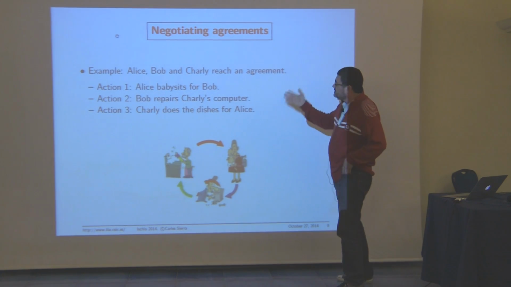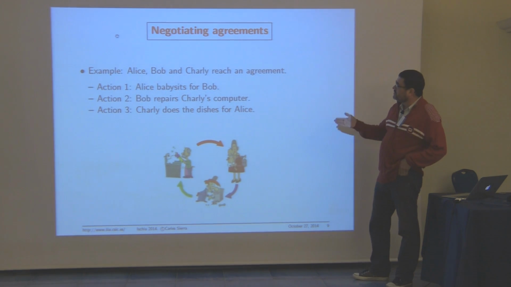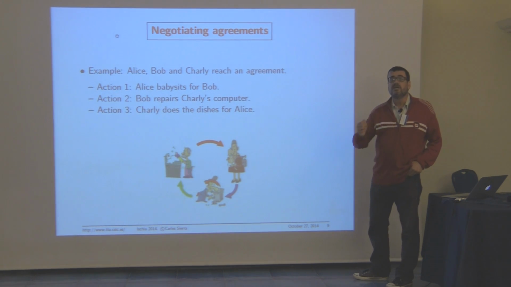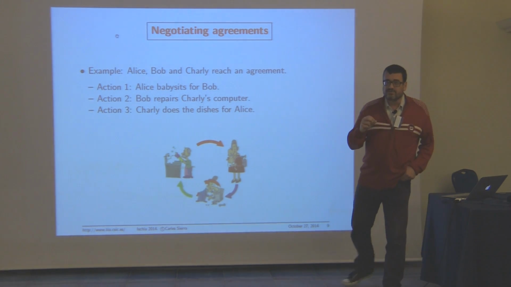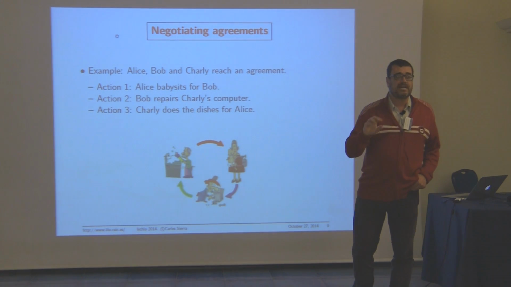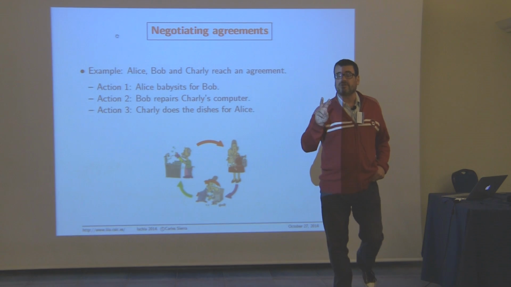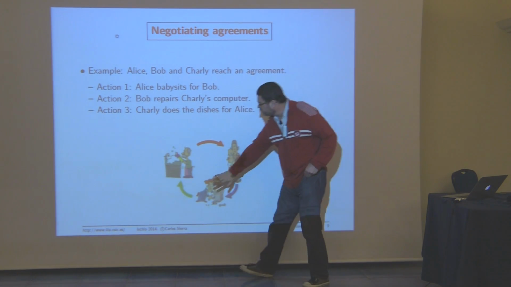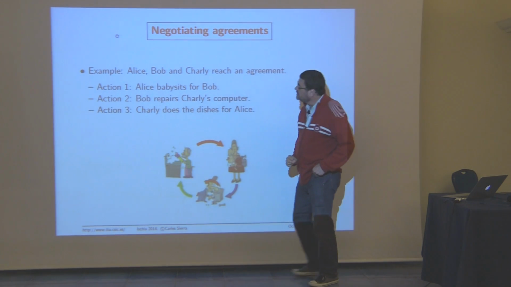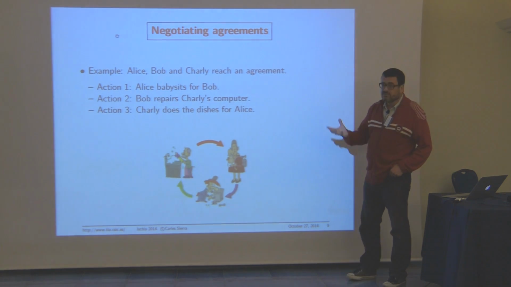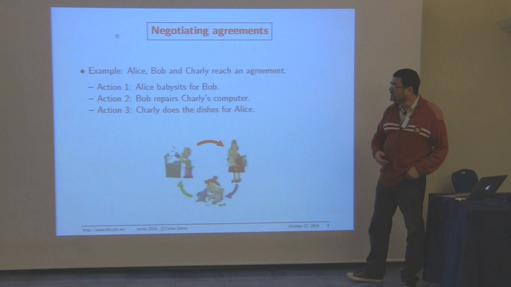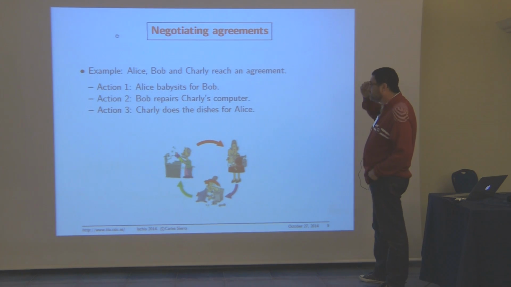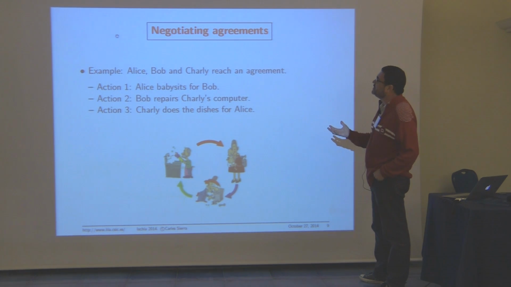Examples of this, a very simple one: Alice babysits for Bob, Bob repairs Charlie's computer, and Charlie does the dishes for Alice. So that could be an agreement that 3 agents make. Usually in negotiation, I would say 95% of the research has focused on bilateral negotiation, which is 2 agents negotiating what they do together. But negotiation is much more complex than that. It can be multilateral, and it can be 3 or more agents helping each other. Okay?